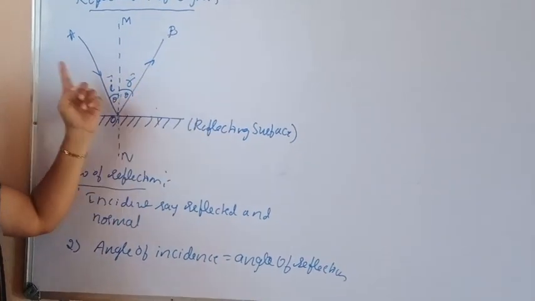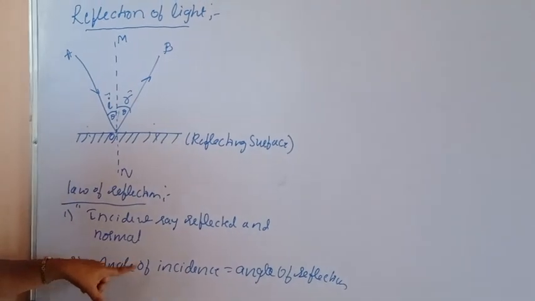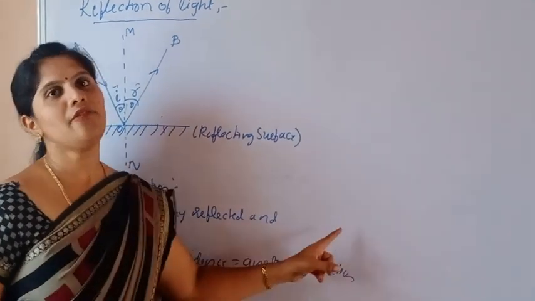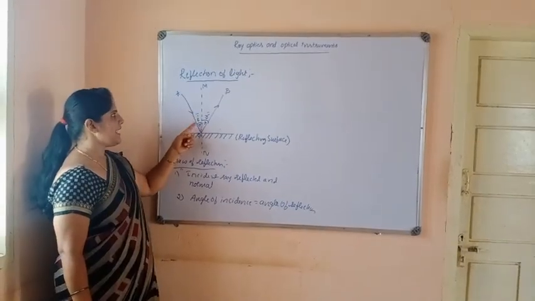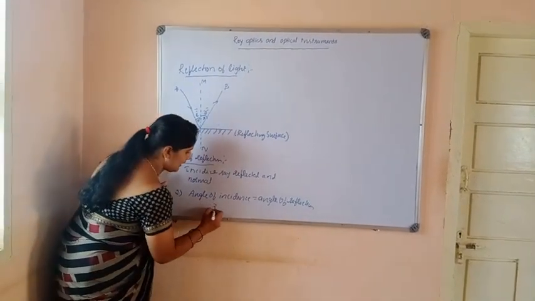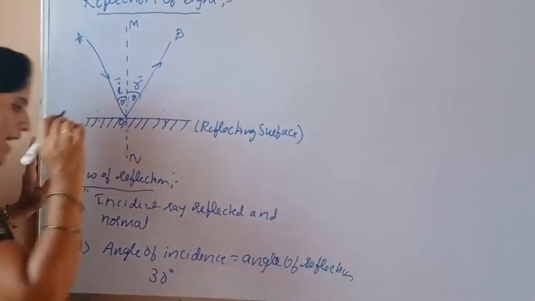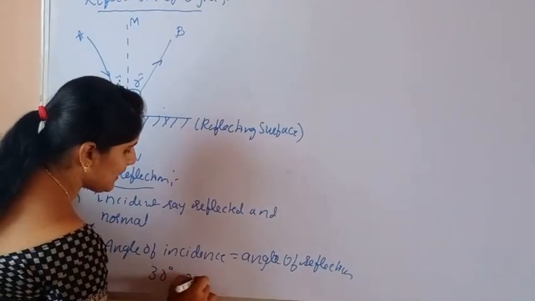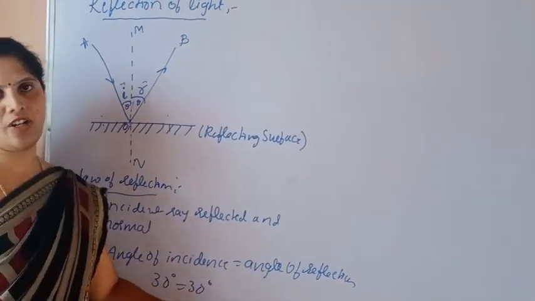Angle of reflection is the angle between the reflected ray and the normal. The second law states that the angle of incidence is equal to the angle of reflection. For example, if a ray of light is incident at an angle of 30 degrees, then what will be the angle of reflection? Yes, you are right. The angle of reflection is exactly 30 degrees. That means the angle of incidence is equal to the angle of reflection.